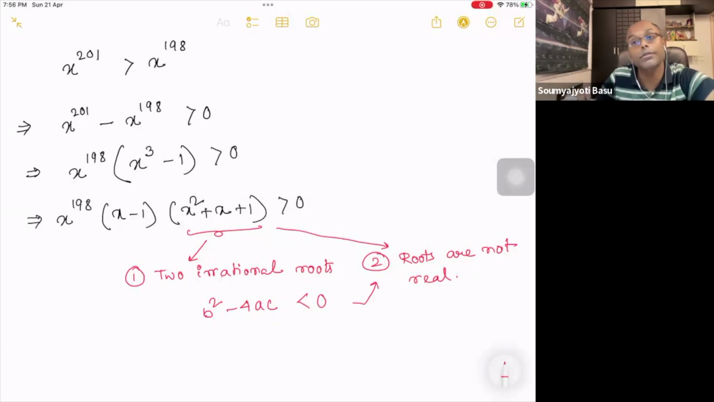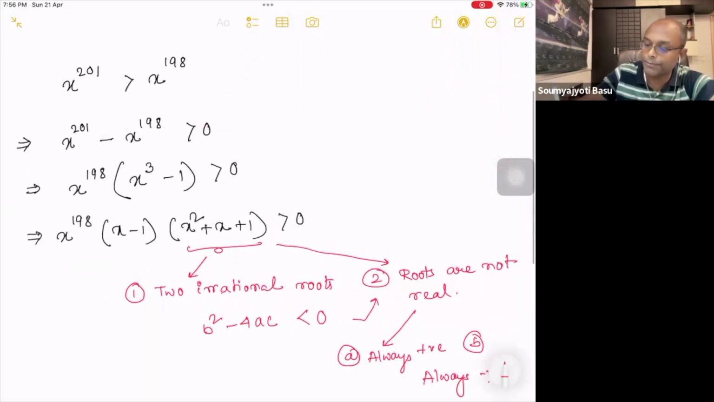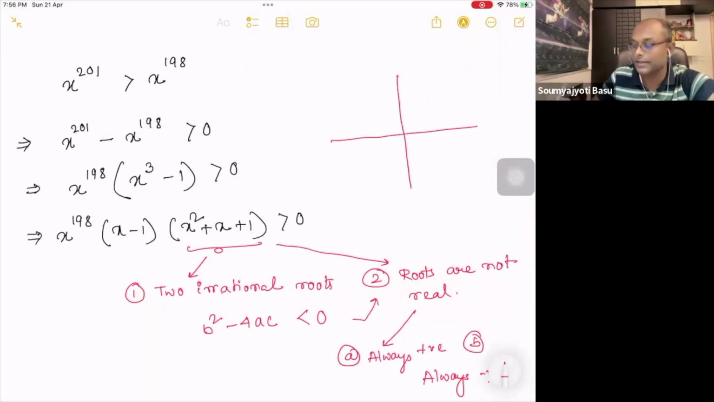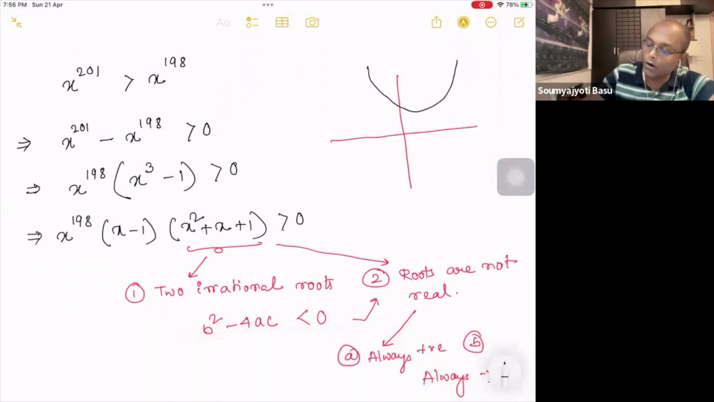If the roots are not real, what do you do next? Think. If the roots are not real, there can be two cases again. Either the quadratic function is always positive or it may be always negative. Something like this. So the plot of this function x square plus x plus 1 can be either like this or it may be like this.